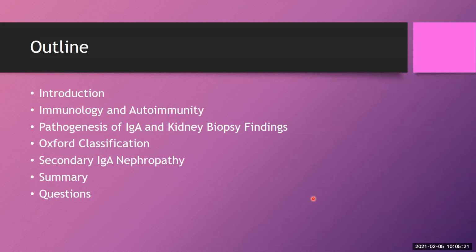And then we'll go over different types of IgA nephropathy to include secondary IgA and some other associations with the disease. Then we'll have a quick wrap up and have time for questions.